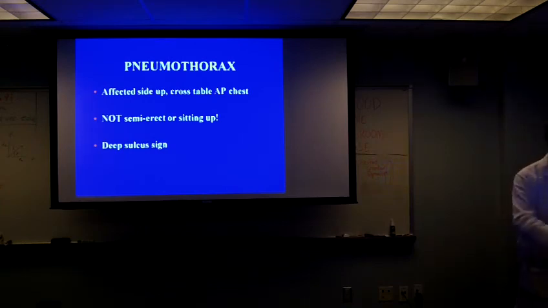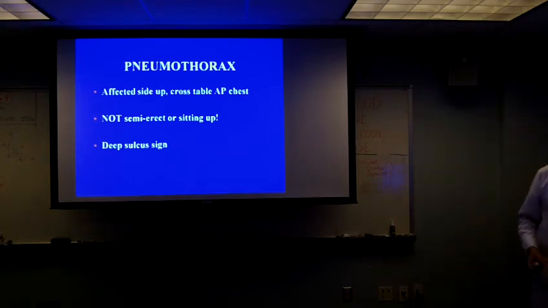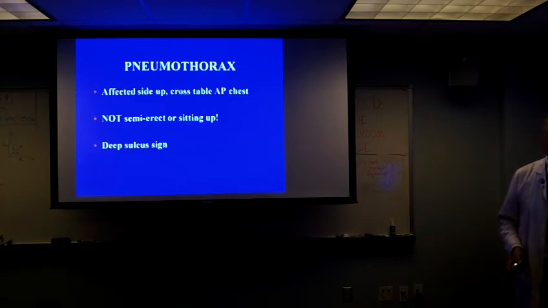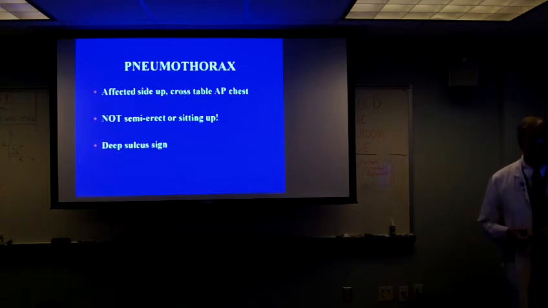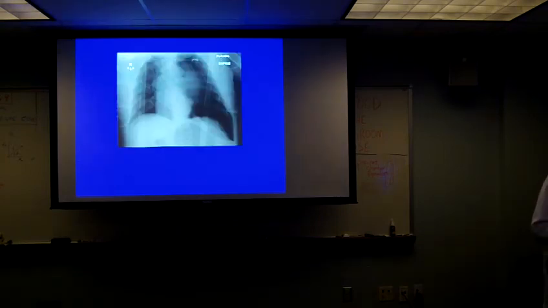Pneumothorax. This is another area where it's a constant struggle with the clinicians. They'll order an AP supine film or an AP semi-erect film to rule out pneumothorax. Can't do that. If you really want to rule out pneumothorax, you've got to do a decubitus film with the affected side up. There are some things you can look for in a supine film that would suggest pneumothorax.